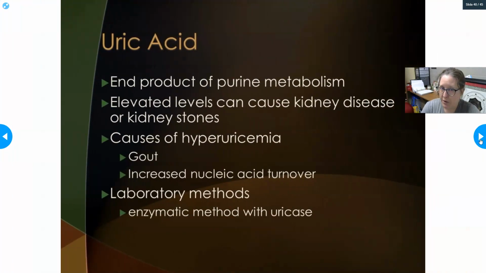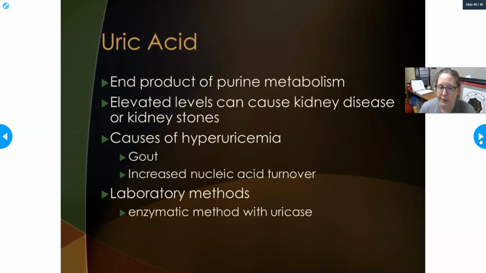Uric acid is a waste product. Also, it is the end product of purine metabolism. Your purines are part of your DNAs, your nucleic acids. So as nucleic acids are broken down, you get uric acid that's formed. Elevated levels of uric acid can cause kidney disease or kidney stones because it can crystallize into kidney stones. The main causes of hyperuricemia or gout are just an increased nucleic acid turnover. Think of anything that's destroying tumors or a lot of cells or cancer cells.